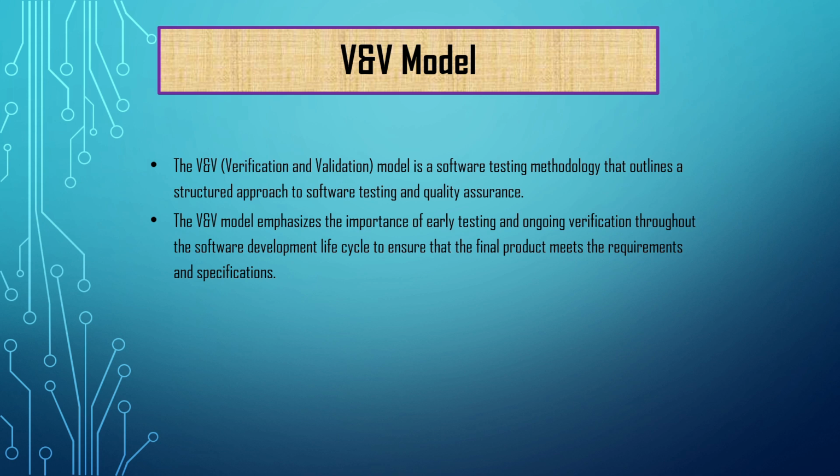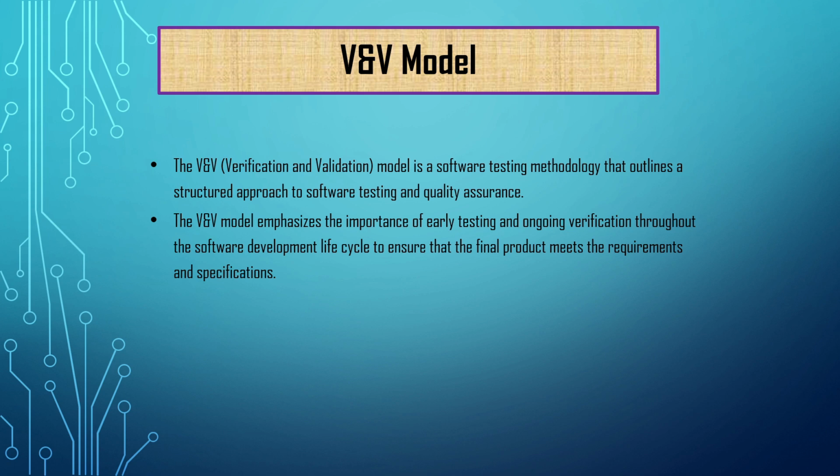So today's topic is the V&V model, which is the verification and validation model. Without losing any time, let's jump into the model description and how it is used in our daily life. As I said, this V&V model is a software testing methodology that outlines a structured approach to software testing and quality assurance. This model emphasizes the importance of early testing and ongoing verification throughout the software development life cycle in order to ensure that the final product meets the requirements and specification.